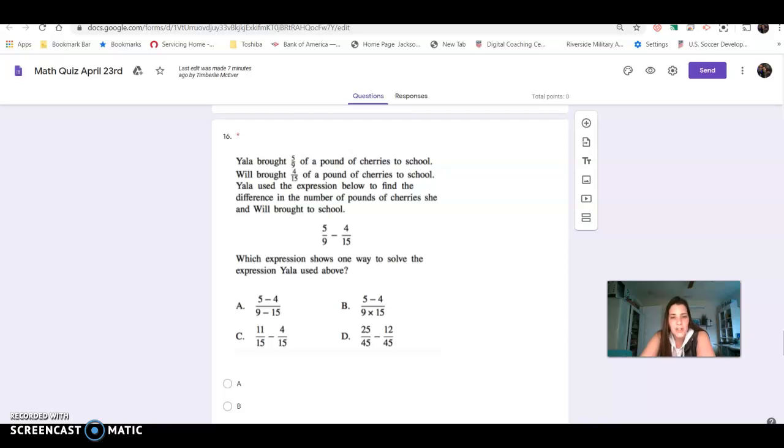Yala used the expression below to find the difference in the number of pounds of cherries she and Will brought to school. So again, just to emphasize, the difference in the number of pounds of cherries that she and Will brought to school. Which expression shows one way to solve the expression Yala used above?